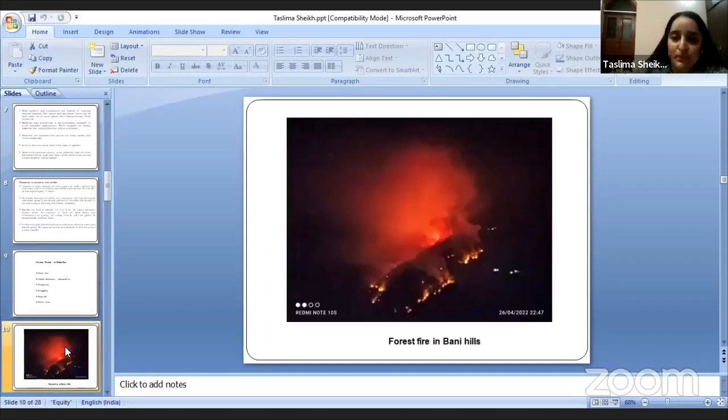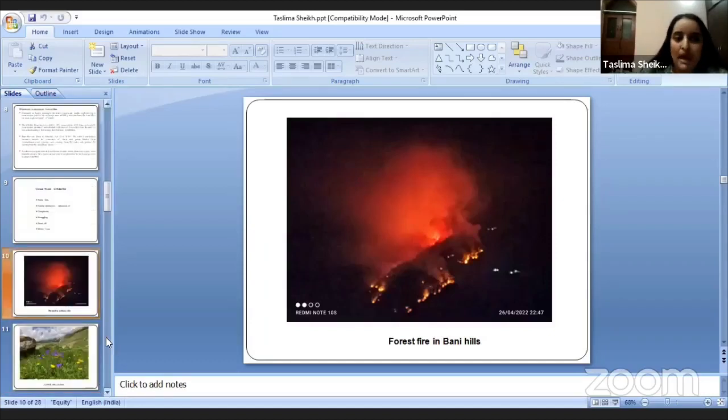Here I am showing a picture of my village. Recently we got a forest fire in Bunny Hills, and this is a very annoying picture, and this is also affecting a lot of biodiversity. As we know, there is interconnectedness not only among the butterflies, because there is an ecosystem which is getting disturbed due to these forest fires.